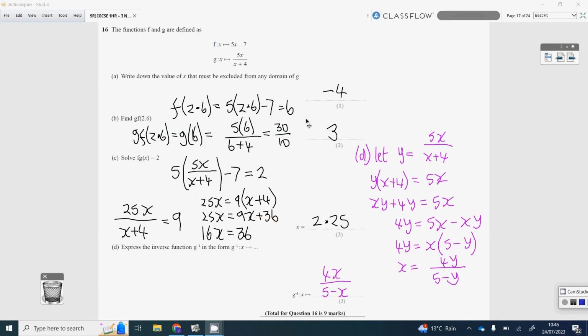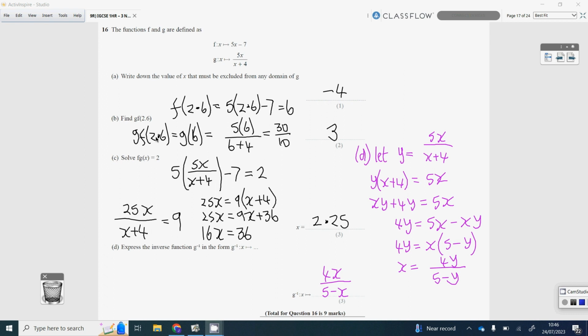16a, write down the value of x that must be excluded from any domain of g. Now, you cannot divide by 0. You go and try and divide anything by 0 on your calculator, you see that you get an error message. So how could we make this denominator 0? Well, x would have to be minus 4.